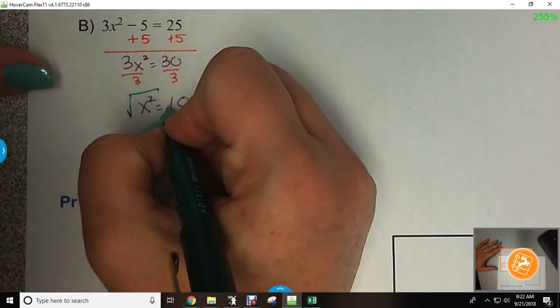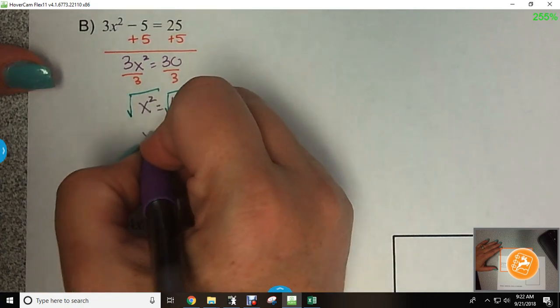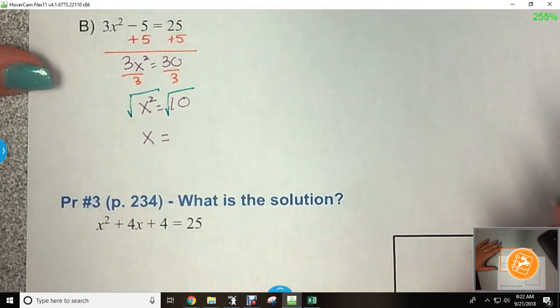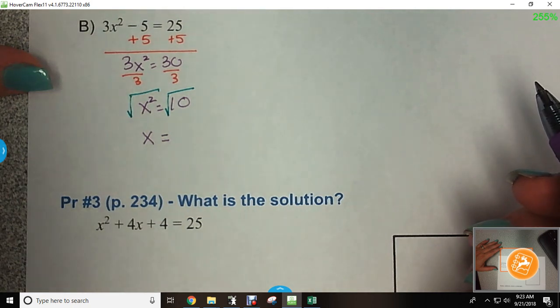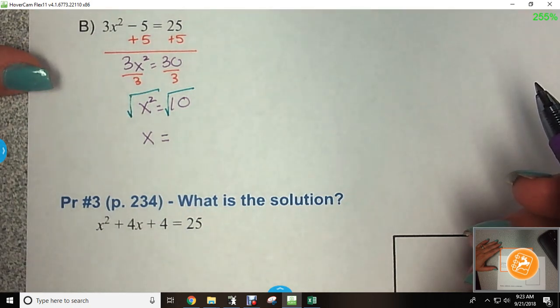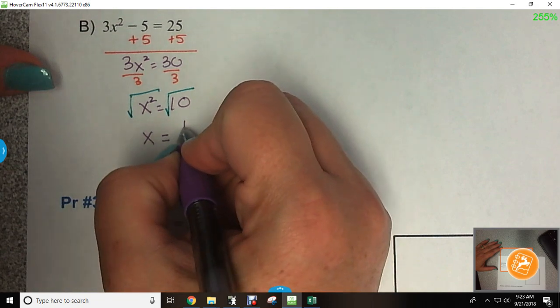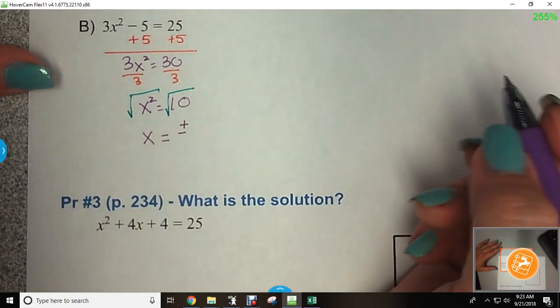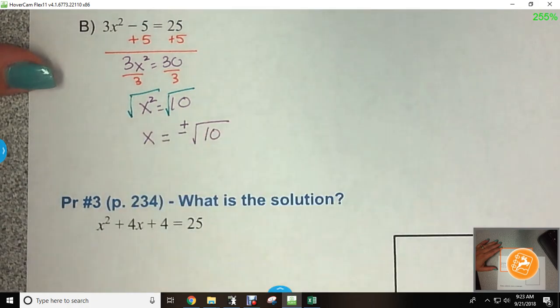Take the square root of both sides. I get x over here. On the other side, when I do the square root of 10, I get a decimal. The directions didn't tell me to round anything, so I can't give a rounded answer. You're going to leave your answer in radical form, but remember it's going to be plus or minus the square root of 10.